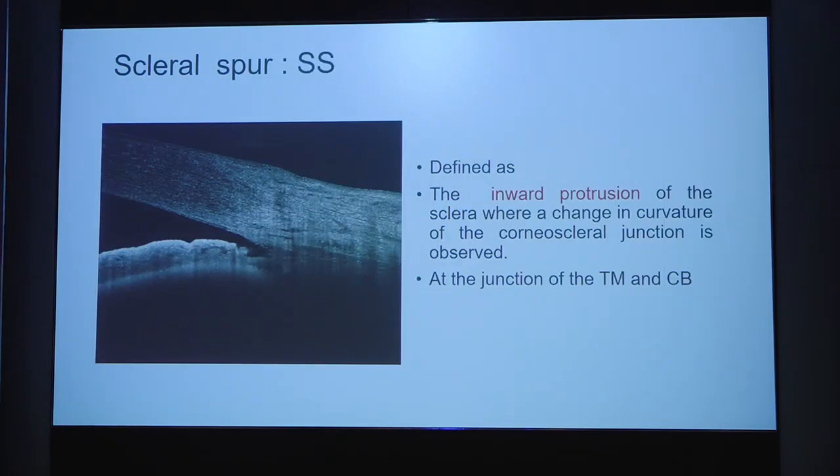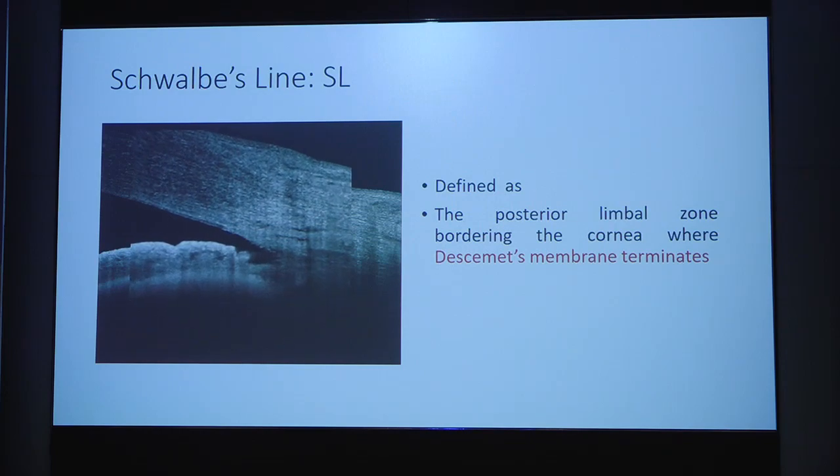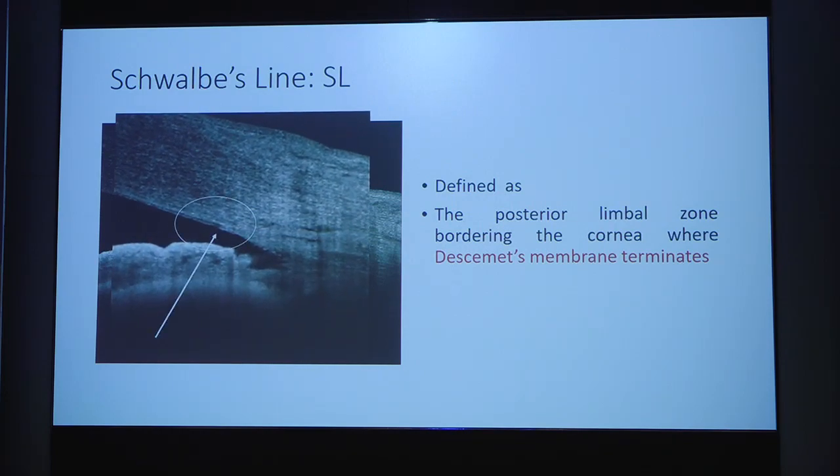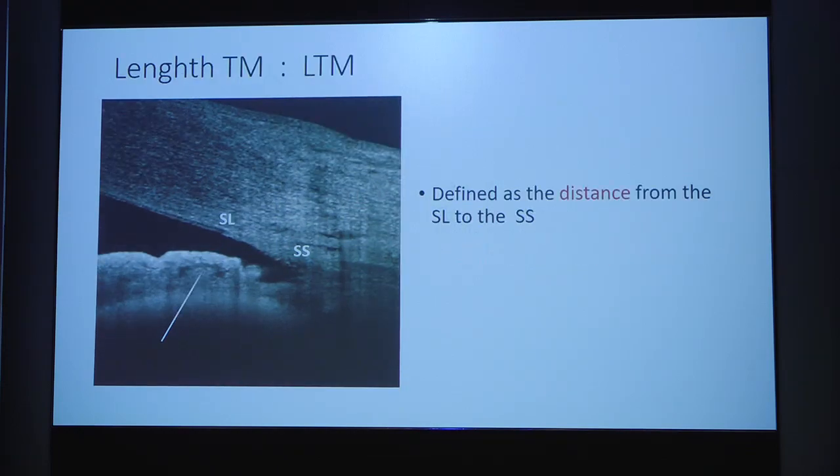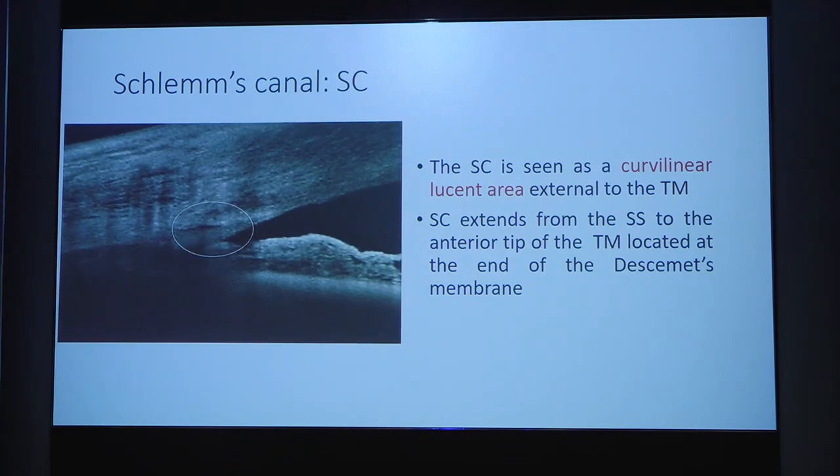The Scleral Spur is defined as the inward protrusion of the sclera, where a change in curvature of the corneoscleral junction is observed, and this is at the junction of the trabecular meshwork and the ciliary body, that is here. Schwalbe's line, we know that it is a wedge shape, and here you can exactly find out where the Descemet's ends. So that is the area where the Schwalbe's line is. And this is the length of the trabecular meshwork, that is between the Schwalbe's line and the Scleral Spur. Schlemm's canal also can be identified behind the trabecular meshwork.